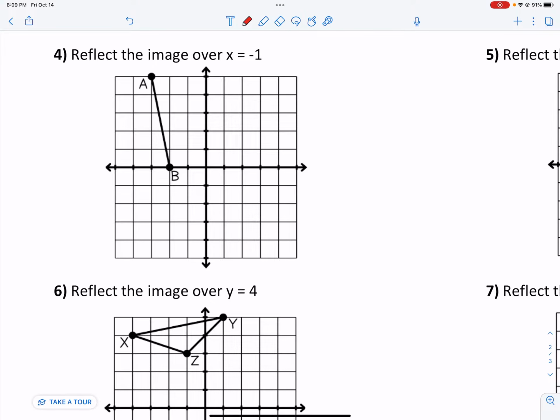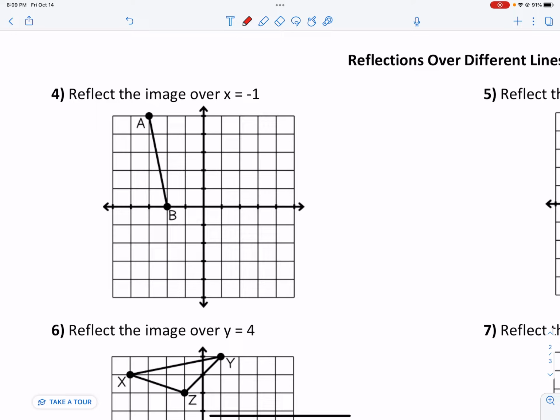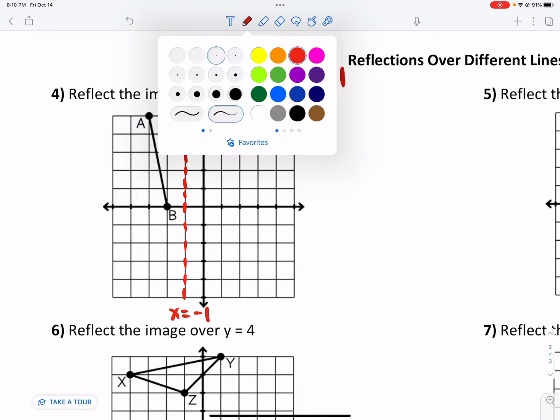So let me remind us that when we have a line x equals -1, this should give us a vertical line at x equals -1. So x equals -1, right here, and this is going to be my line of reflection. Go ahead and mark your line and label it. That helps me see that you know that you drew the right line. If not, it'll be a little embarrassing.